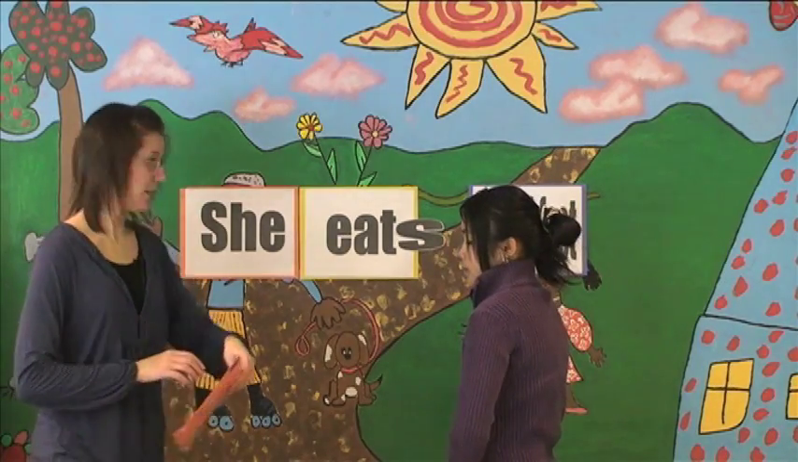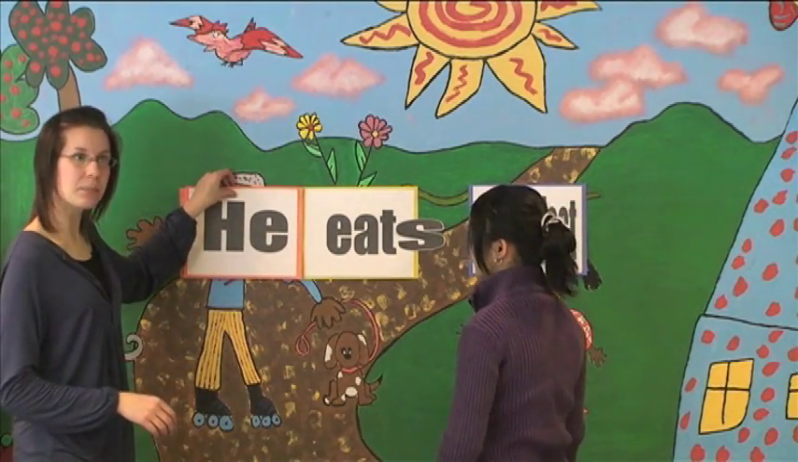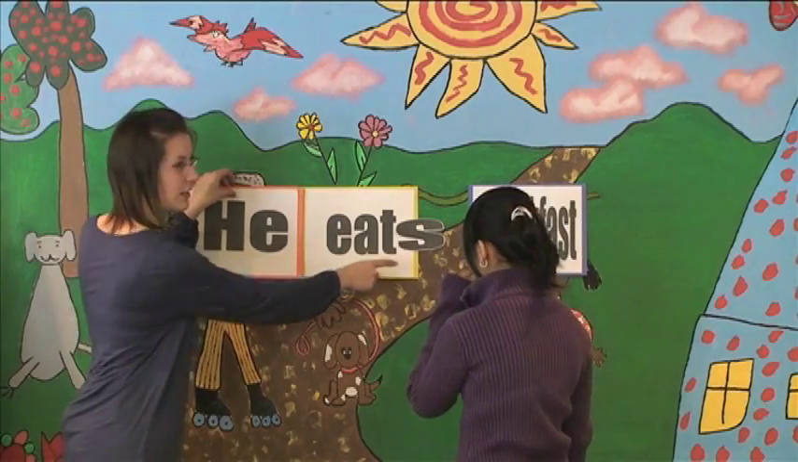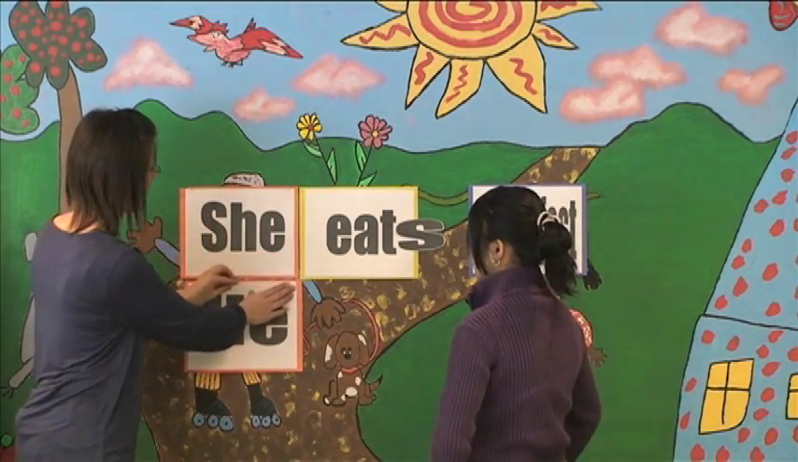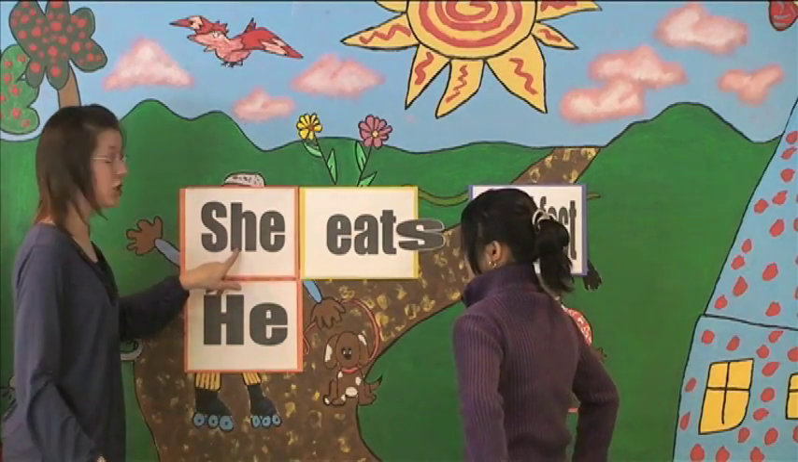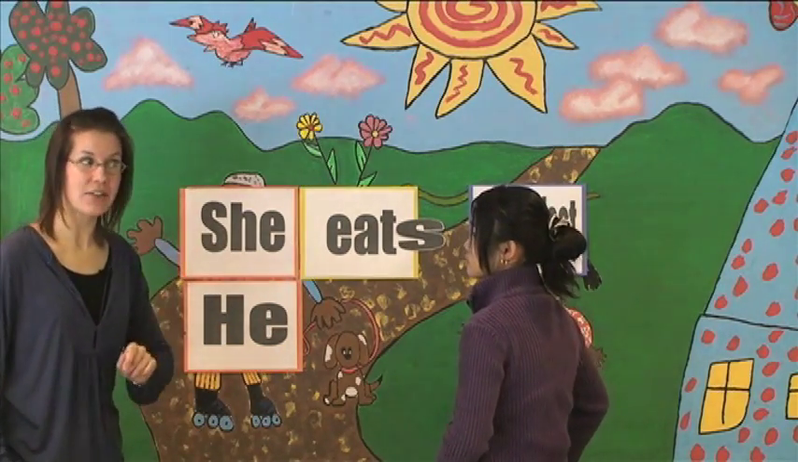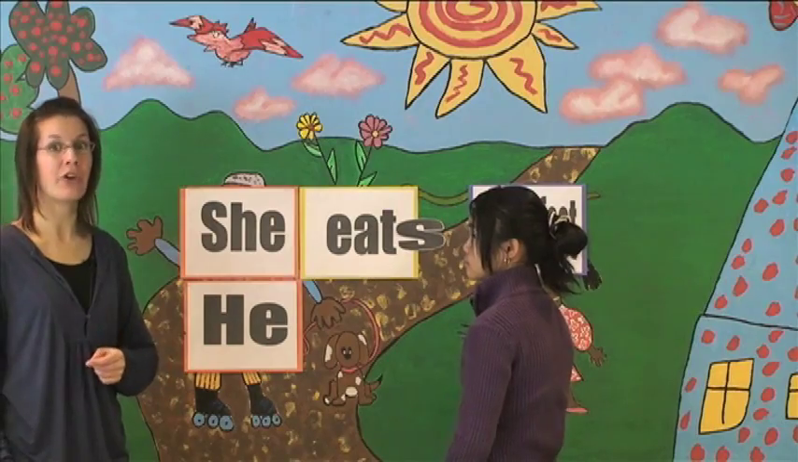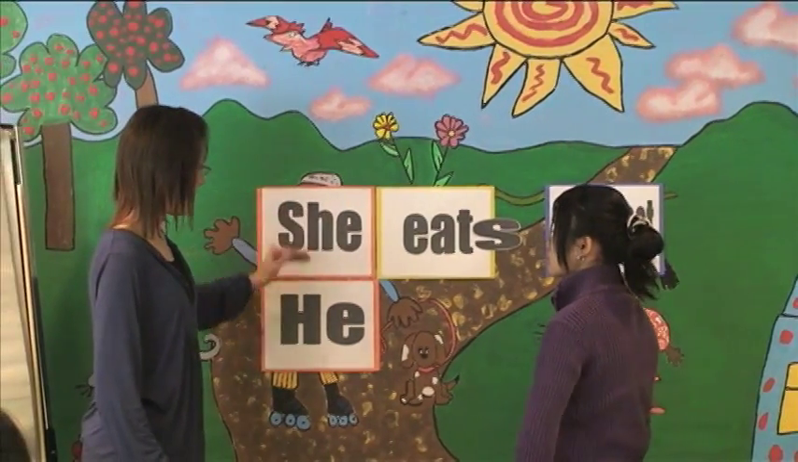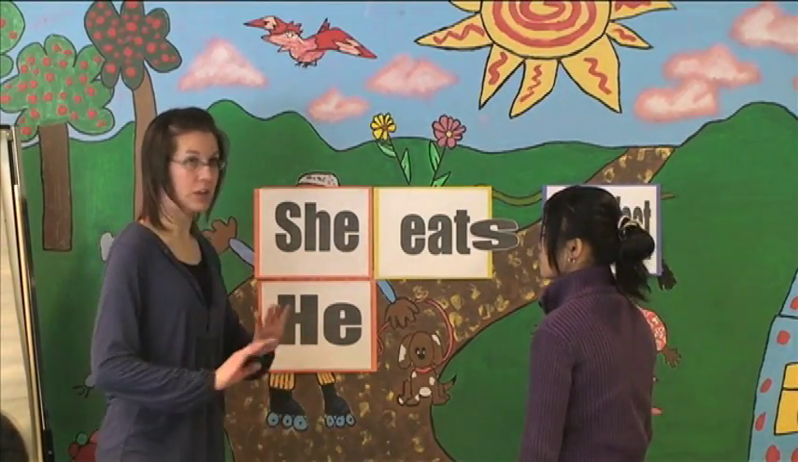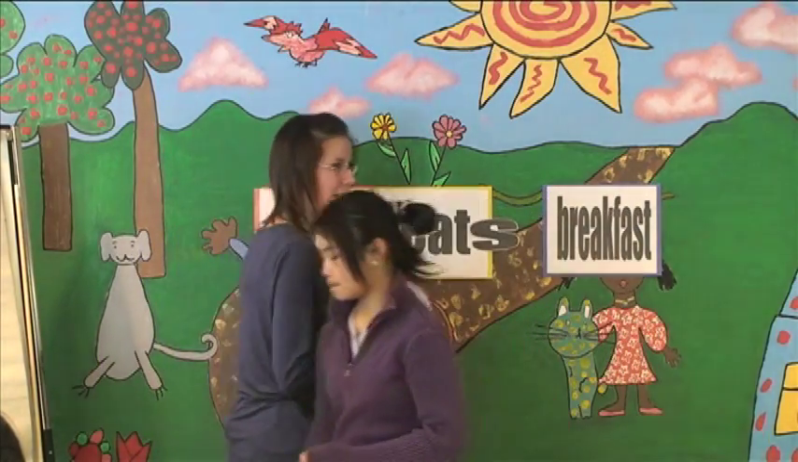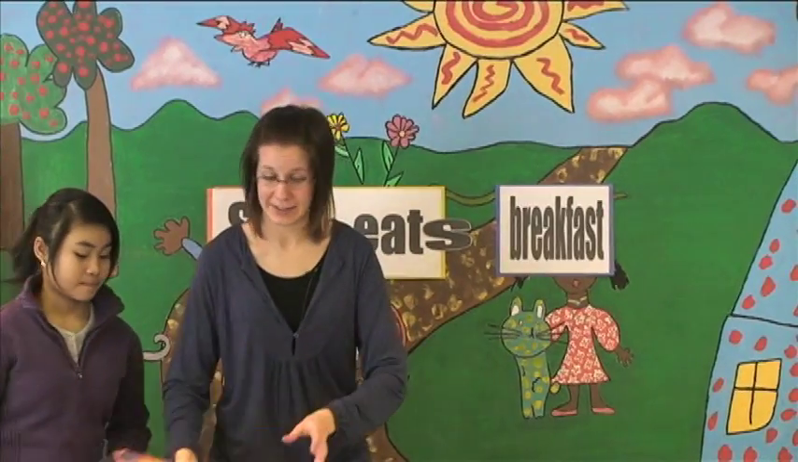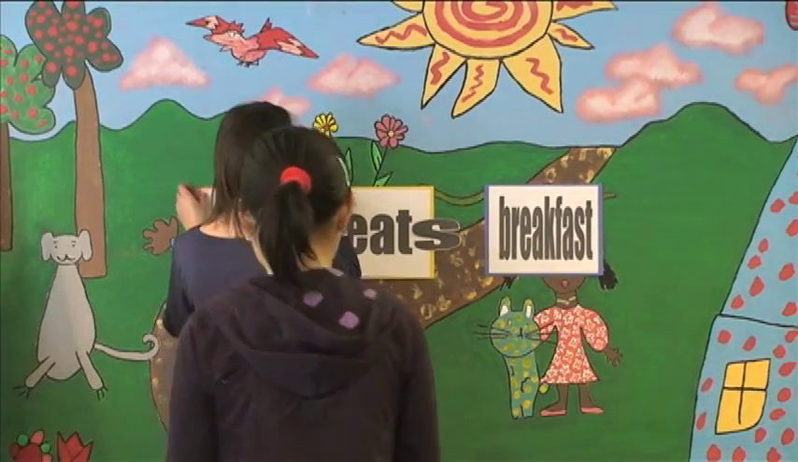Could I say he eats breakfast with an S? Yeah. Yes, you need the S for he. You need the S for she. And you need the S for it. She, he, and it. Today we're not using it, but good. Okay? Let's have Carrie Lynn. Can you make one sentence for us, please?